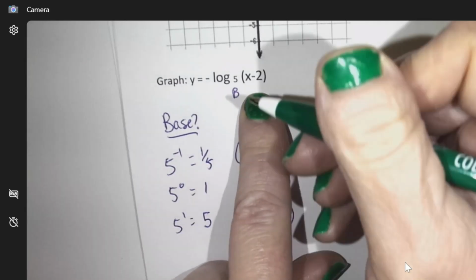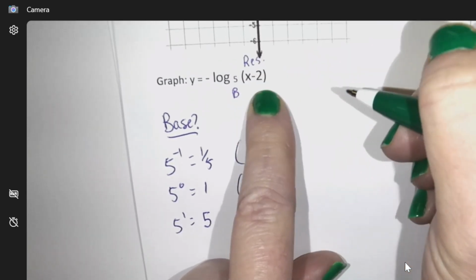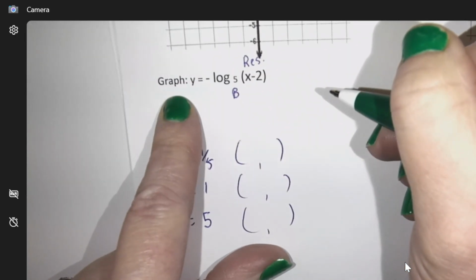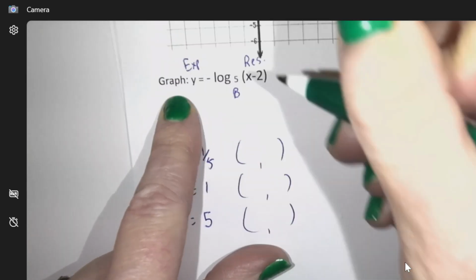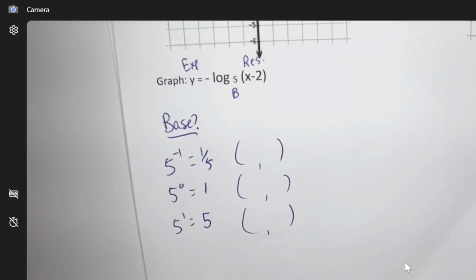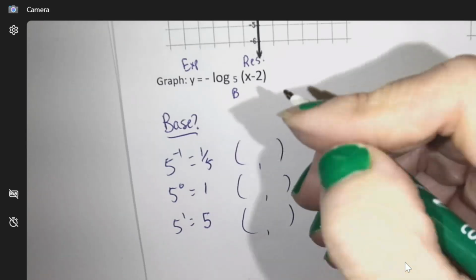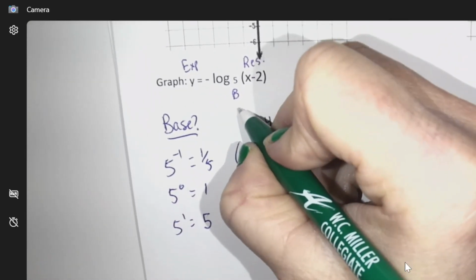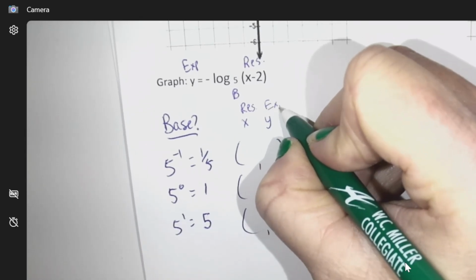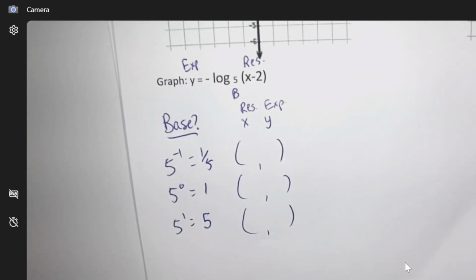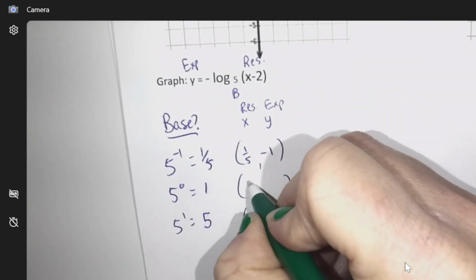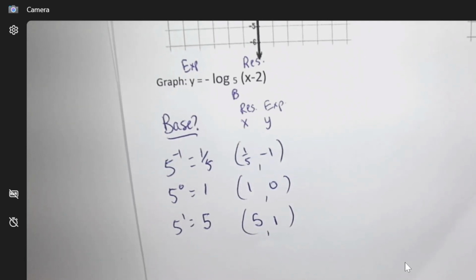Okay, so 5 was in the base position. X is in the result position. And Y is in the exponent position. Okay, so if we're going to write X and then Y, we're going to be writing it backwards. Result, comma, exponent. Okay, so with these logs, your brain's kind of always going backwards of your normal brain.